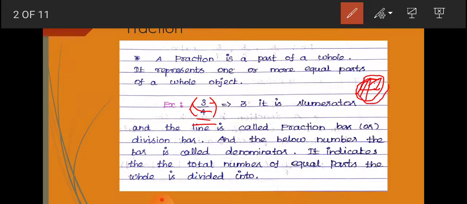Total how many? In one circle I have taken, in one circle we divided into how many parts? 4 parts. That's why I told that below the line it is called denominator, above the line is called numerator. The line is called fraction bar, otherwise division bar.